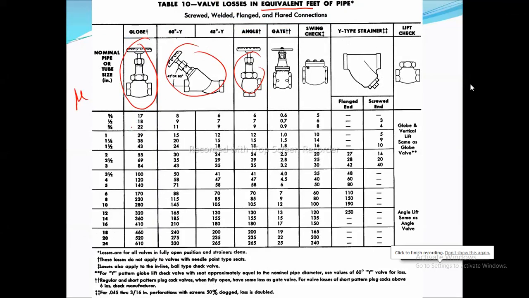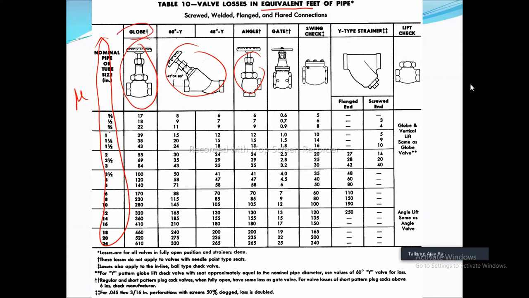For different valves, you will refer to this table. This table is given in your Carrier handbook as well as the ASHRAE handbook. Here you have the nominal diameters, and corresponding to this, let's say if it is something similar to a globe valve, then these are your values.